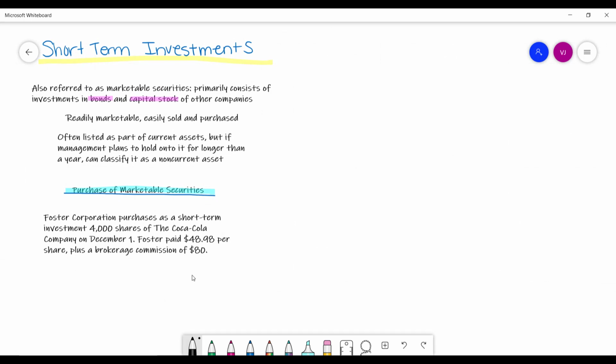So let's look at what it would look like to record the purchase of some marketable securities. If we look at Foster Corporation, they purchased a short-term investment of 4,000 shares of the Coca-Cola Company on December 1st. Foster paid $48.98 per share plus a brokerage commission of $80.